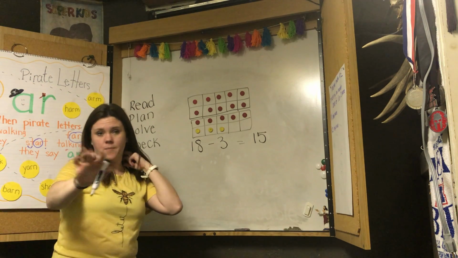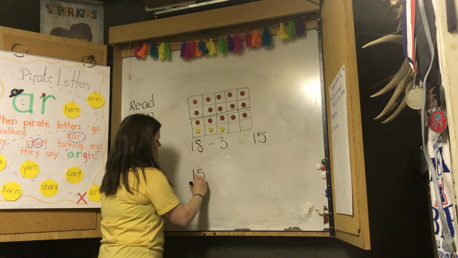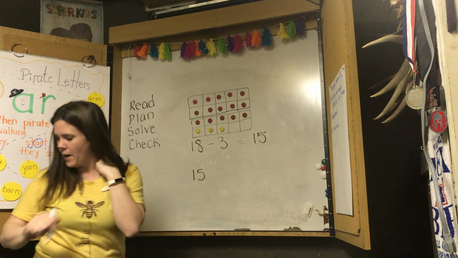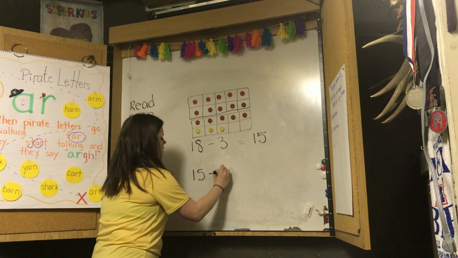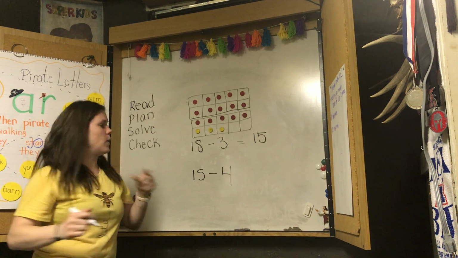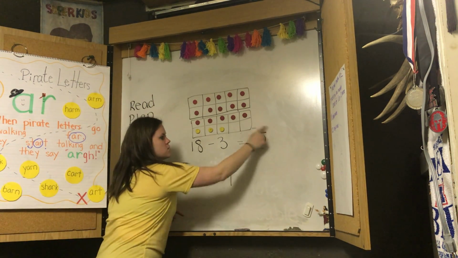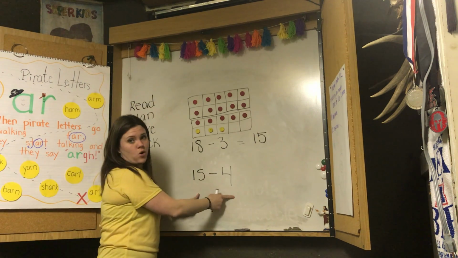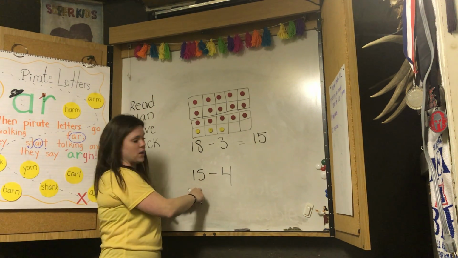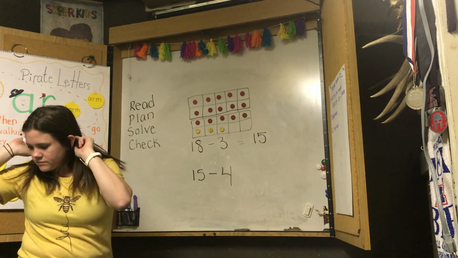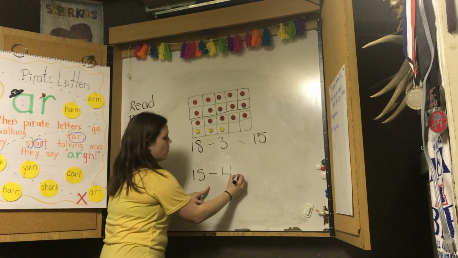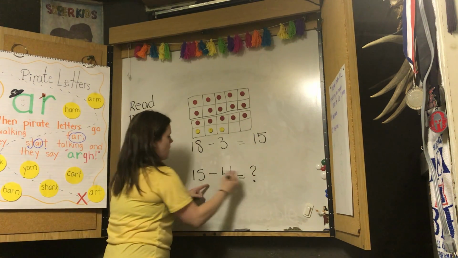But I'm not done yet. So now he has 15. And then he gives 4 away to Harry. So now my new equation is, this is what he was left with first, but now he gives more away. So that's where 15 comes in over here, right? 15 take away 4 equals what?